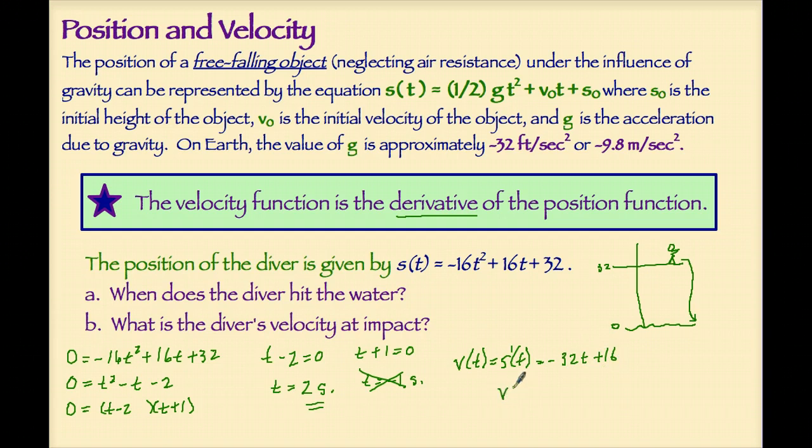We want to know what the velocity was at 2 seconds. So putting 2 into this function, negative 32 times 2 plus 16 gives us negative 64 plus 16, which tells us the diver's velocity after 2 seconds when he hit the water was negative 48 feet per second.